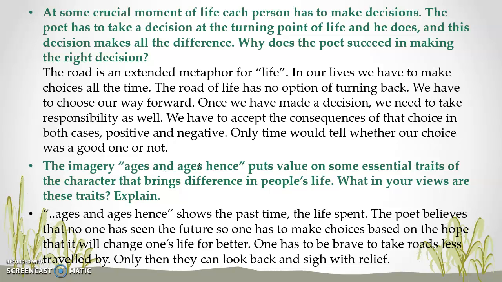Next question: the imagery "ages and ages hence" puts value on some essential traits of the character that brings difference in people's life. What in your view are these traits? So "ages and ages hence" means time past or the life spent. So he's talking about somewhere in future, some time in future, after years upon years have gone by. The poet believes that no one has seen the future, so one has to make choices based on the hope that it will change one's life for better.